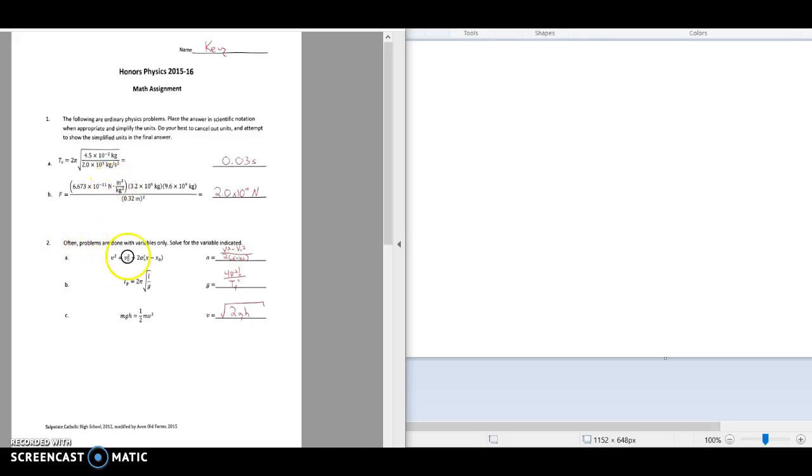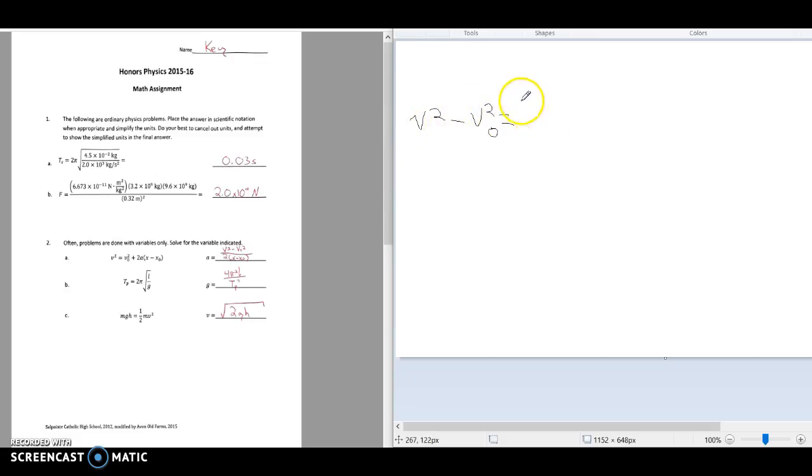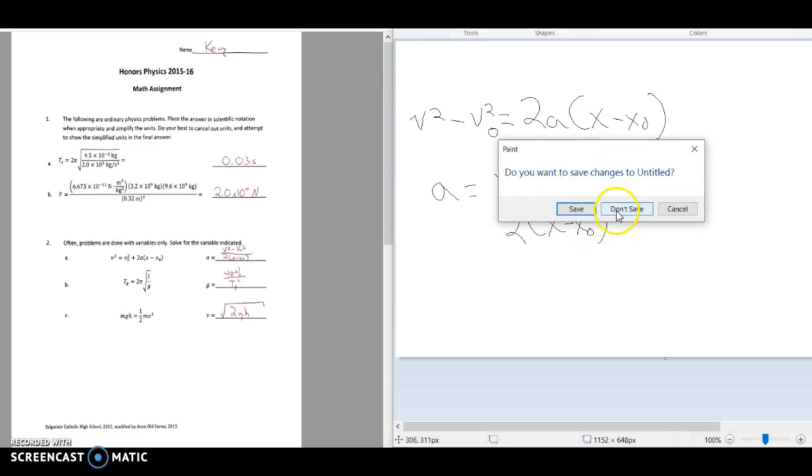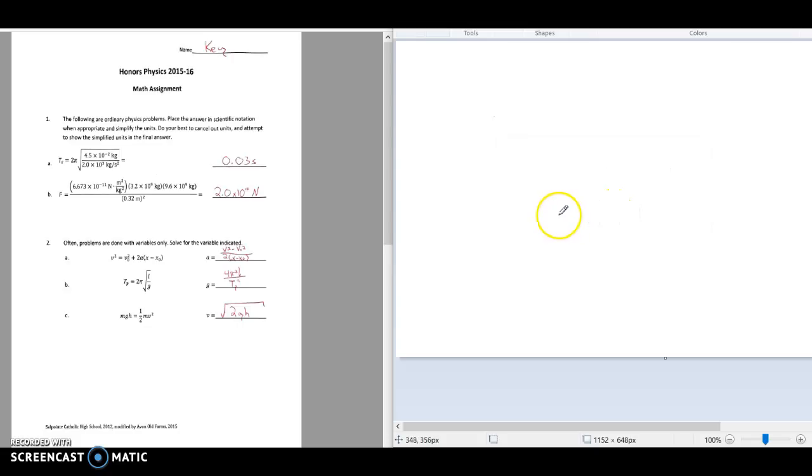For number 2 here, alright, we're going to solve for a. The first thing you want to do is bring the v squared naught over on the other side. So we have v squared minus v squared naught, which equals 2a times x minus x naught. Then you can divide this quantity to solve for a. So therefore we have a equals v squared minus v squared naught all over 2 times x minus x naught for your answer.